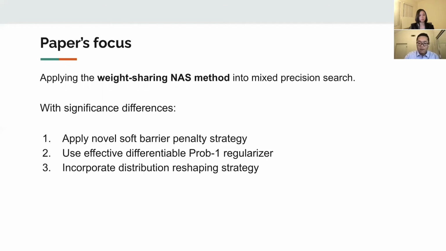In this paper, the research applies weight sharing NAS methods to mixed precision search. Compared to DNAS, which was the first to introduce this method, the new barrier penalty-based NAS, or BP NAS, has the following three features: barrier penalty strategy, probe 1 regularizer, and distribution reshaping strategy.